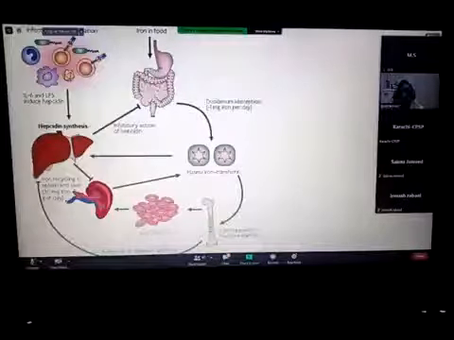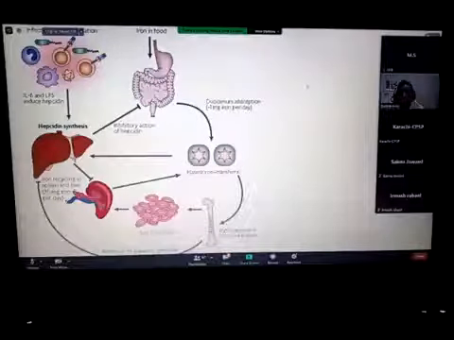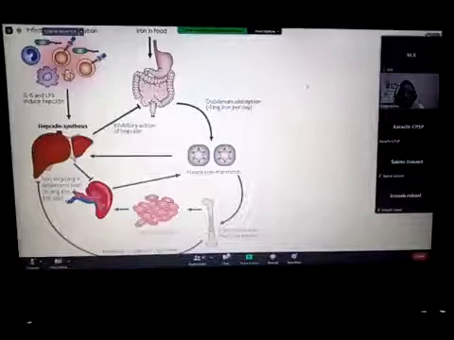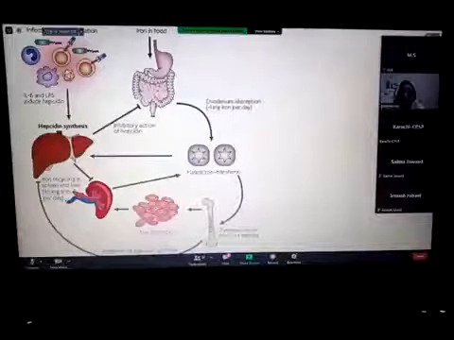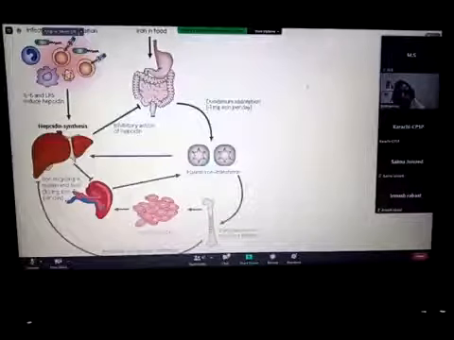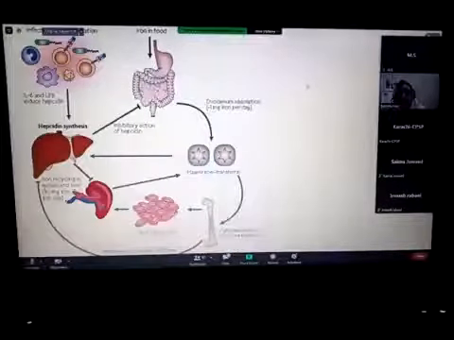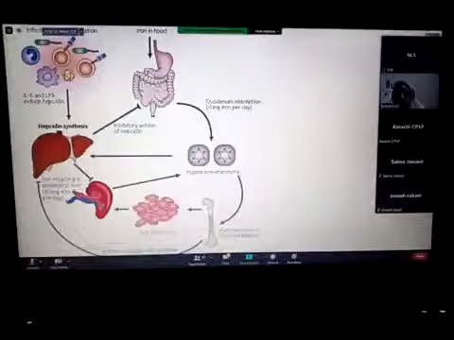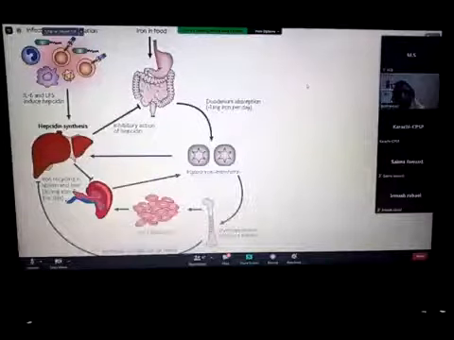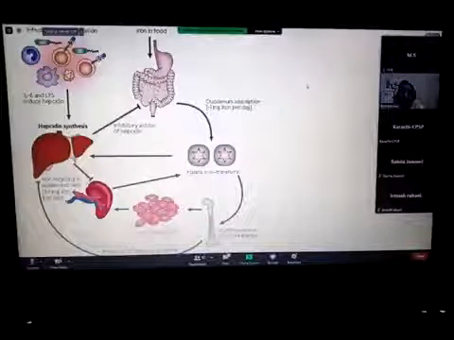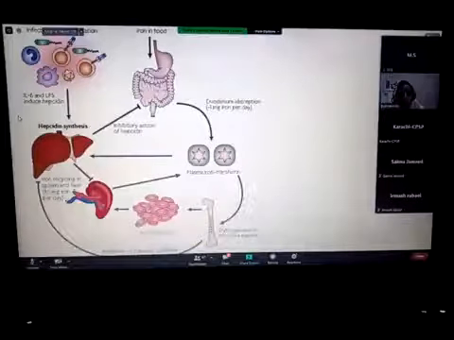This transferrin takes iron to every cell of the body. But the organ of the body where the maximum iron requirement is, is the bone marrow. And why? Because hemoglobin is the form in which iron is present. The majority of the iron, functional iron, is present in the form of hemoglobin. The rest is in the form of enzymes or in the form of storage iron. That's why the most consumption of iron is by the bone marrow for the formation of red cells.